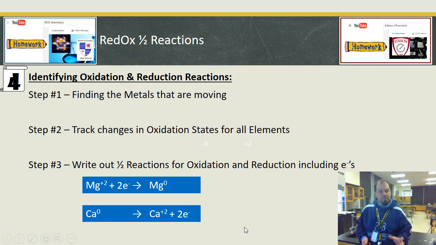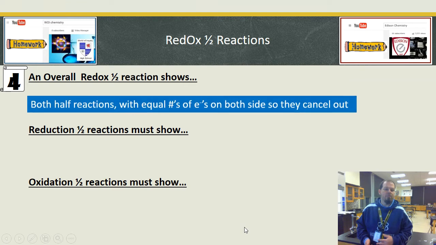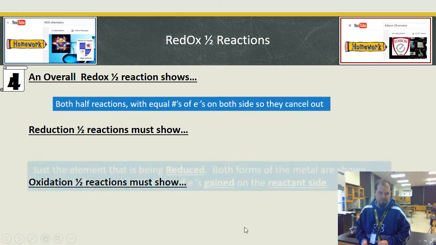Okay. Then when I put those two things together, everything on the reactant side stays on the reactant side. Everything on the product side stays on the product side. Cancel out the electrons, and I'm rebuilding my equation. Okay. Overall half reactions show both half reactions with an equal number of electrons on both sides, so they cancel out. When we get to it, if they don't have equal numbers of electrons, I must balance them. And you'll see, I'll show you how that works. It'll be the last of my examples.